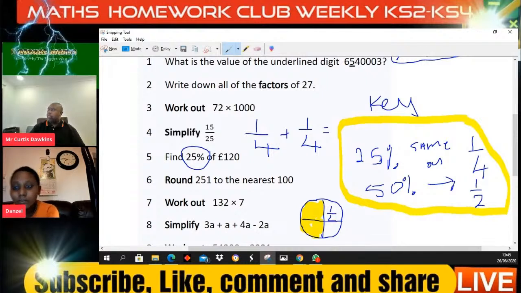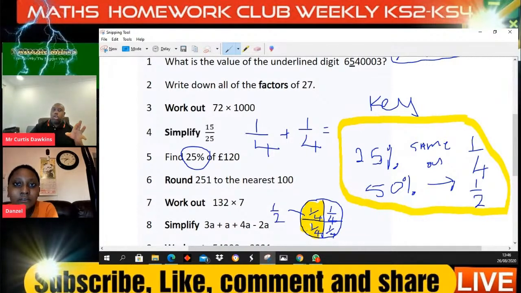So you've got a quarter, a quarter, and a quarter. So what did you just tell me before? Denzel, what did you tell me before? That all of this bit represents what? A half. So a quarter and a quarter represent what? A half. Yes?